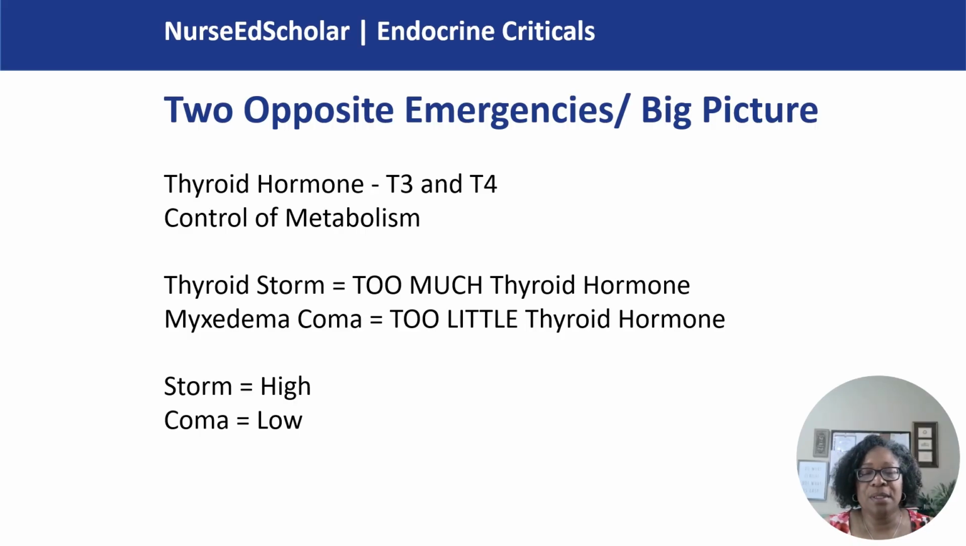So hopefully that helps. So storm, high, just too much thyroid hormone. Coma, low, too little thyroid hormone. And that affects the entire system, every system in the body.